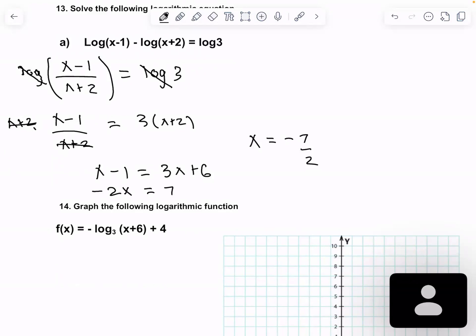Okay, now you have to be careful here because this looks like a solution, right? But notice if I were to plug this back into here, I would get a negative number, right? And logs can never be negative, right? So this is actually not a solution. This has no solution.